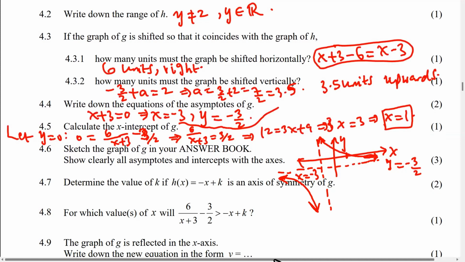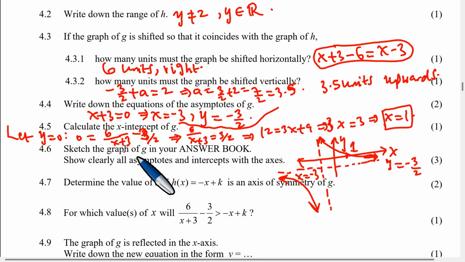Okay, so where to sketch the graph? This is just a rough sketch. Show clearly all asymptotes and intercepts with the axis. Obviously your intercept here is x equal to 1. And the y value is going to occur when you have this here.